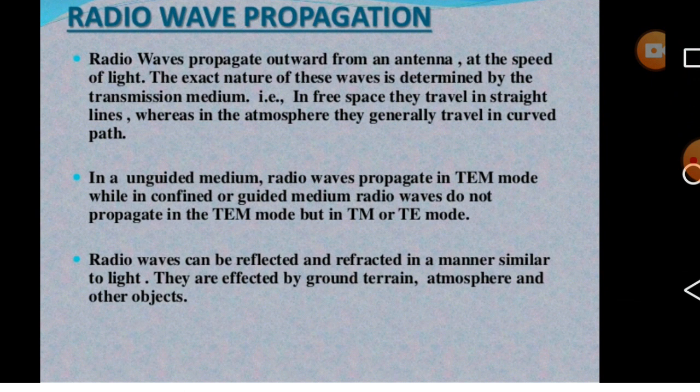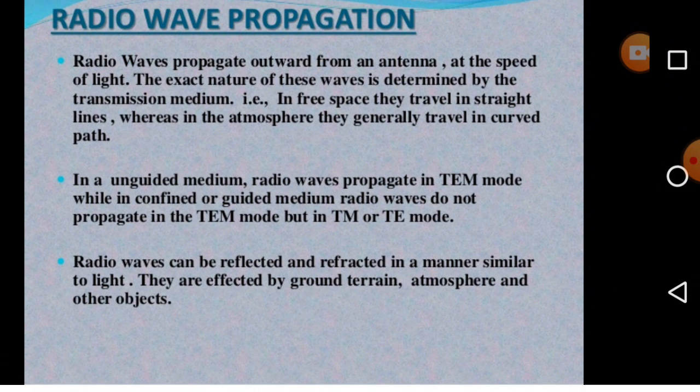In an unguided medium, radio waves propagate in a TEM mode, while in a confined or guided medium, radio waves do not propagate in the TEM mode, but in TM or TE mode. Radio waves can be reflected and refracted in a manner similar to light. They are affected by ground terrain, atmosphere, and other objects.